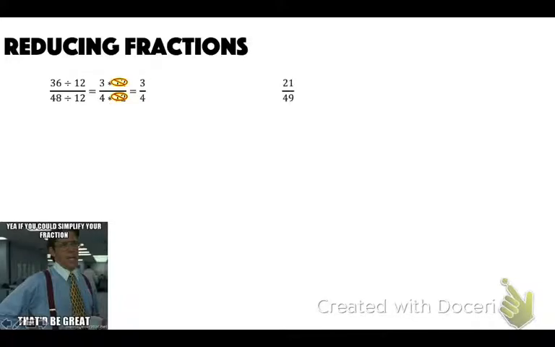Okay, so if we had 21 over 49, we would see what goes into both of those, which happens to be 7. So 3 times 7 is the same as 21. 7 times 7 is the same as 49. So those 7s cancel, which means I'm left with 3 over 7.